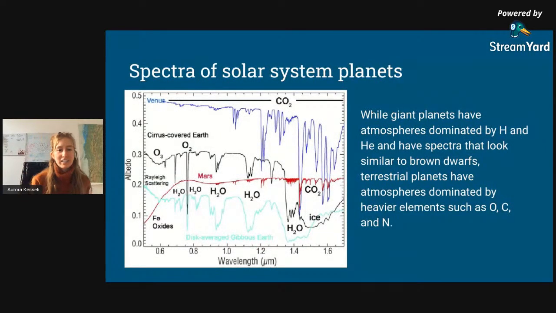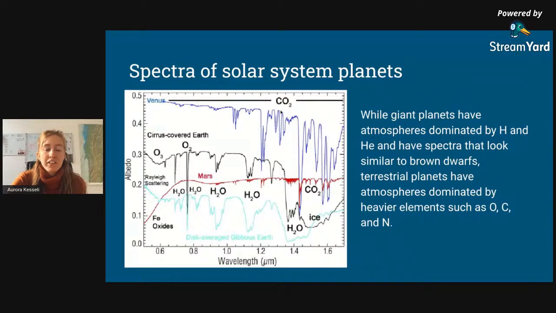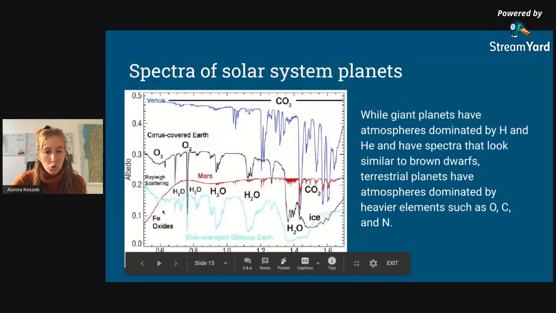Okay, and the last type of object that I wanted to talk about as we get even cooler are the spectra of terrestrial planets. In the solar system, that's the only place that we can take spectra of terrestrial planets so far. Here are the spectra of Mars, Venus, and Earth. And here you can see the real difference between them. So for Venus, they've labeled, this is all carbon dioxide. Venus has a very carbon dioxide rich atmosphere, whereas Mars has very few spectral features.